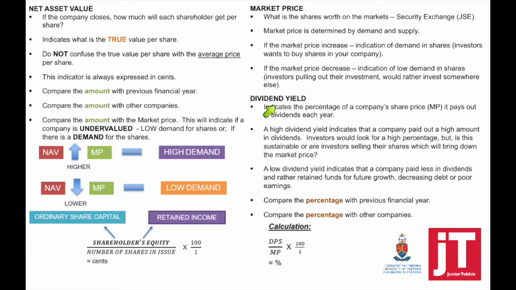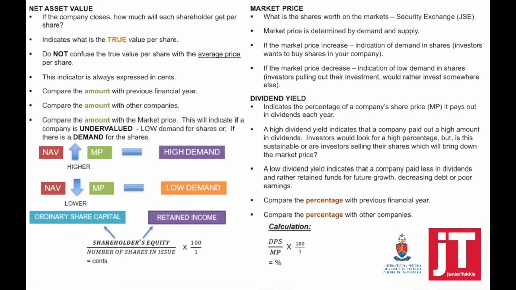When we're looking at our dividend yield, this indicates the percentage of a company's share price it pays out in dividends each year. If you're looking at your calculation, this means we need to take the dividends per share divided by the market price, and your answer should be in a percentage. A high dividend yield indicates that a company paid out a high amount in dividends.